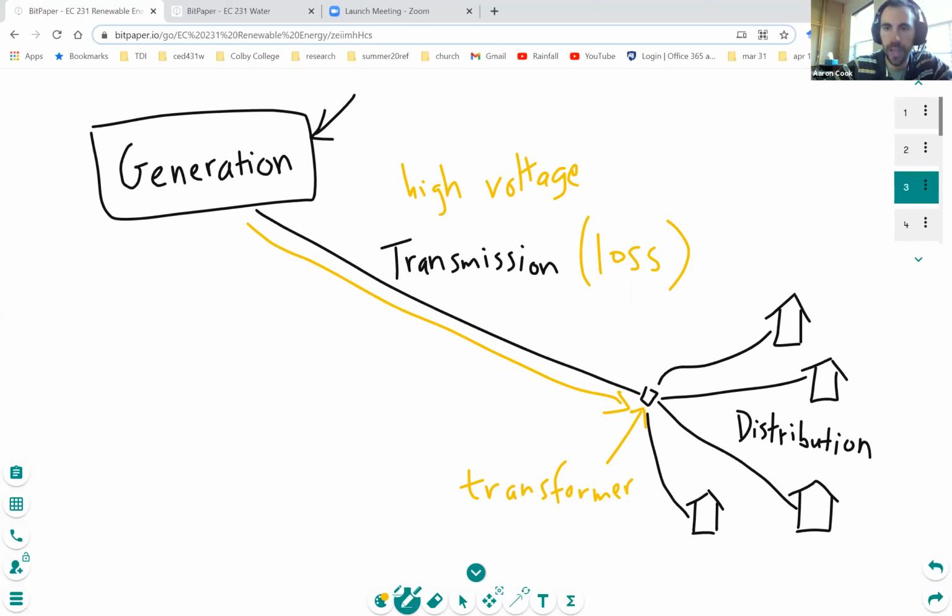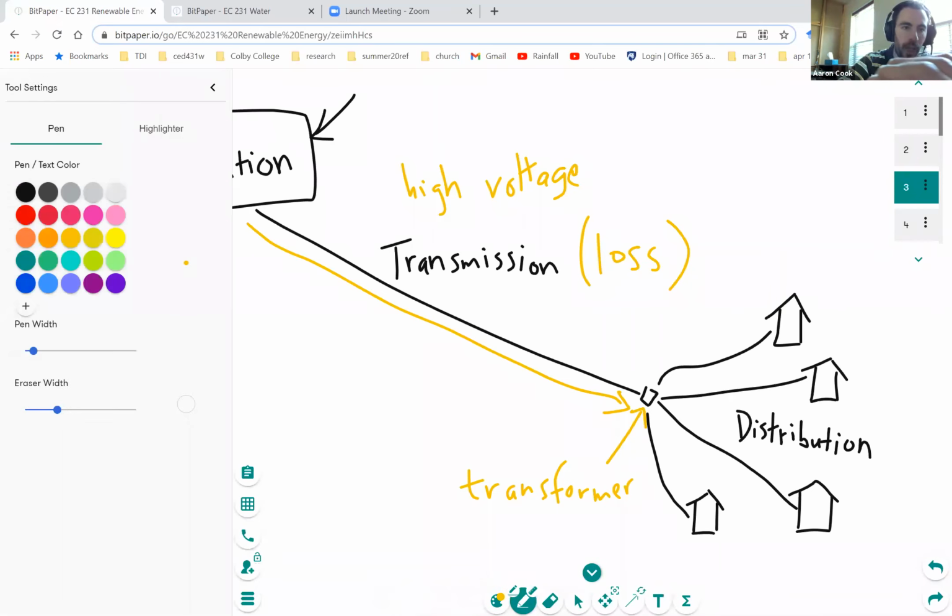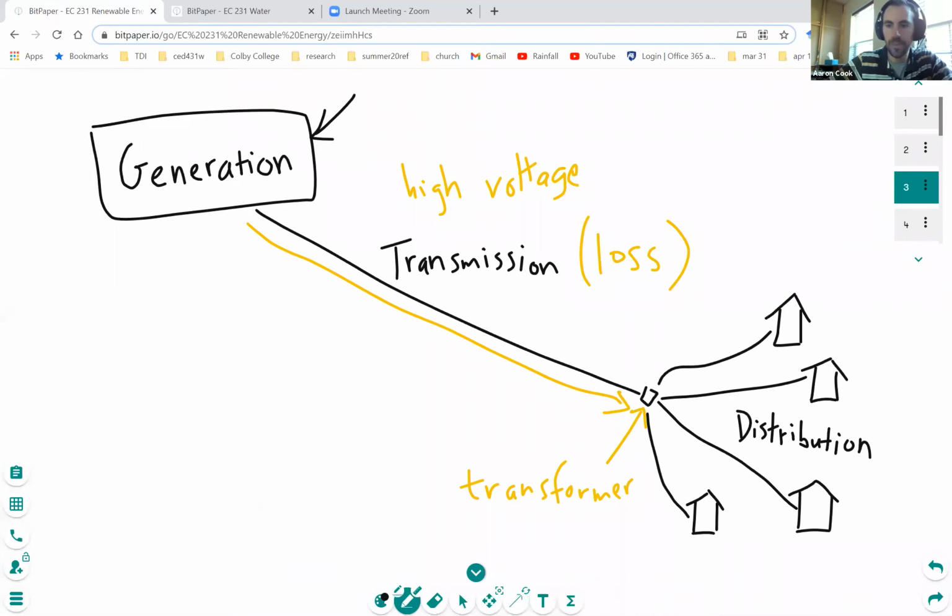So that's the end use, the household, industrial, or business use of that electricity, where you actually put the electricity that was generated far away to beneficial use at home.